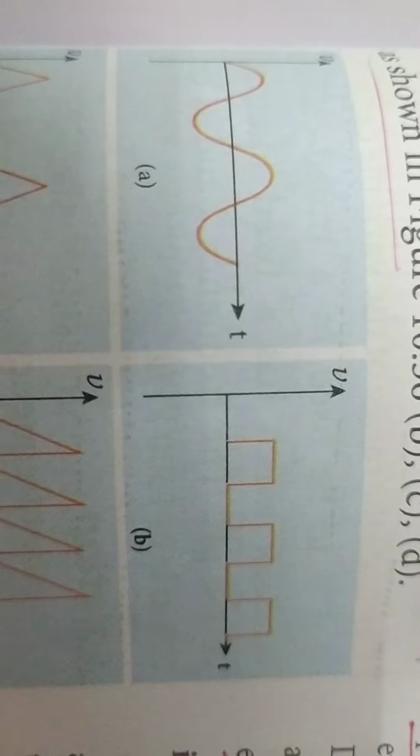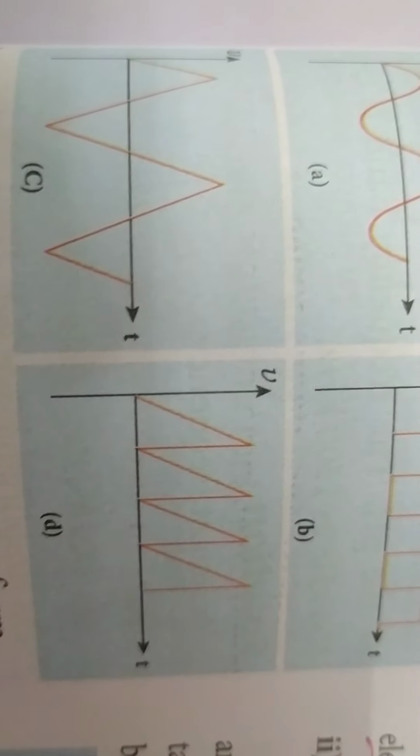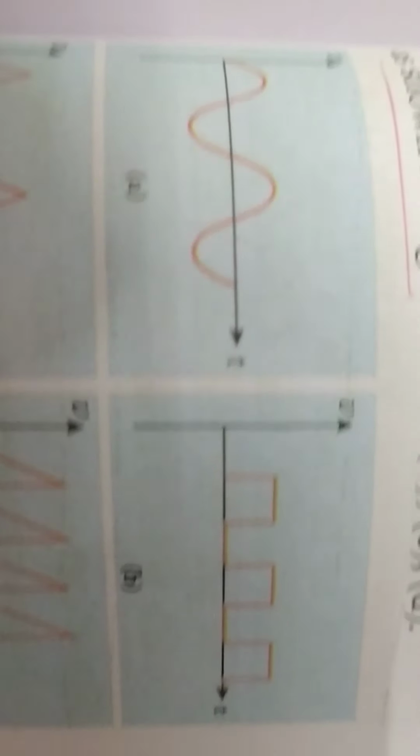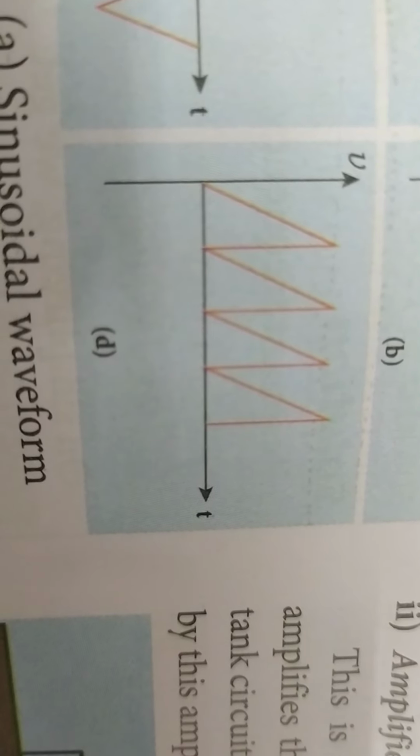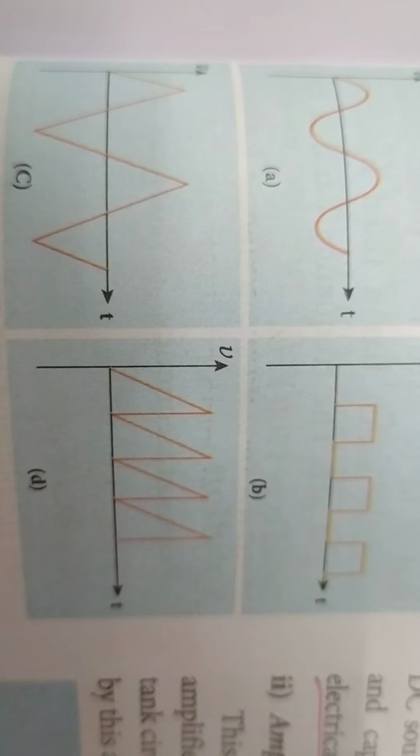When you see this diagram, you can see there are four parts, A, B, C and D. A is a sinusoidal wave, and this is a square wave, and this is a triangular wave, and this is called a sawtooth wave. So these are the four types of waves that can be formed with a transistor.